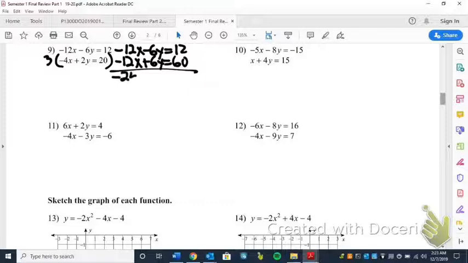So we get negative 24x, the y's disappear, equals 72. Divide both sides by negative 24, and we get x equals negative 3. Plug that negative 3 back in.